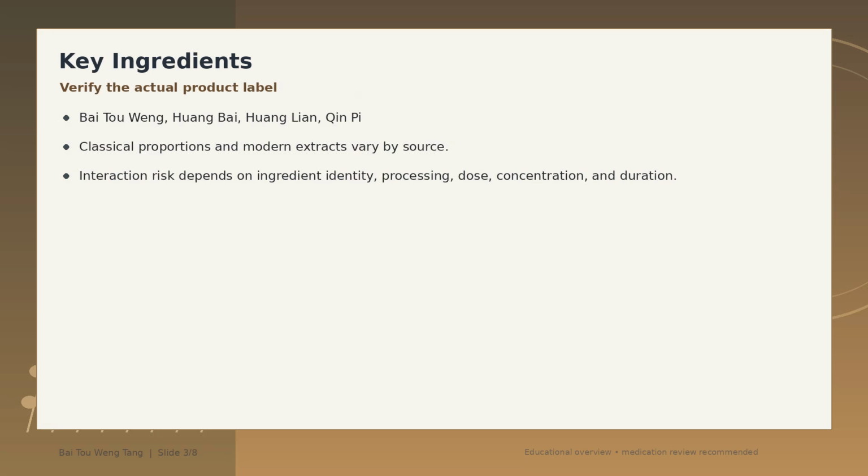Key herbs commonly associated with this formula include Bai Tou Weng, Huang Bai, Huang Lian, and Qin Pi. In classical formula analysis, some herbs address the principal mechanism, others support the chief action, and others harmonize or direct the prescription. The exact composition can vary by lineage, manufacturer, granule concentration, and modification. For interaction analysis, the actual ingredient label and dose are more important than relying only on the traditional formula name.